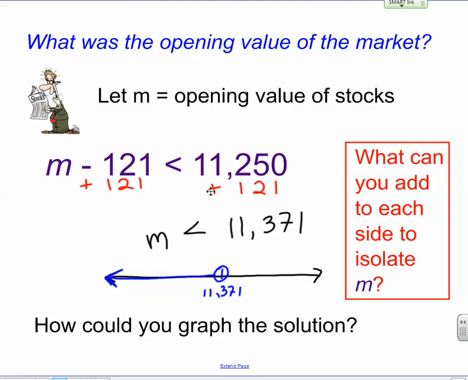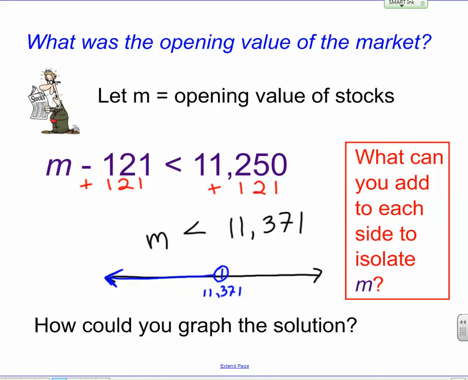If I had this number and then it fell 121, so I subtract 121, I get exactly 11,250, which is why it has to be less than 11,371. But this is our boundary point. So we put an open circle here because we can't include that number because it doesn't say "or equal to," and we shade to the left.